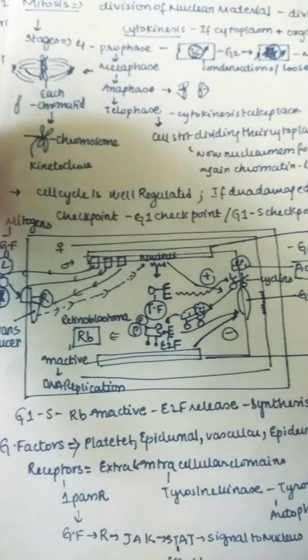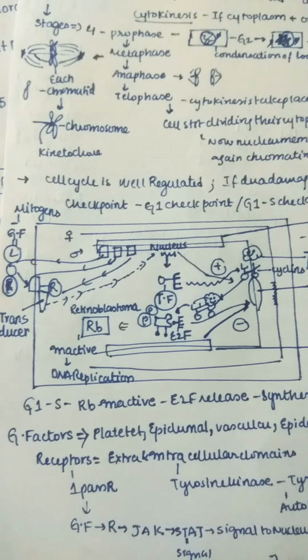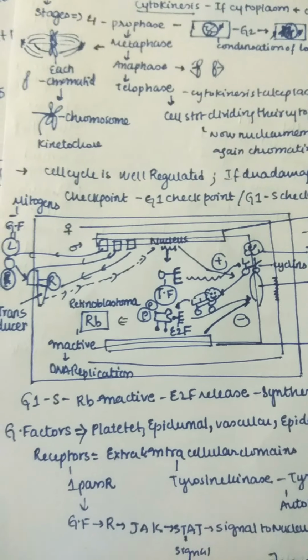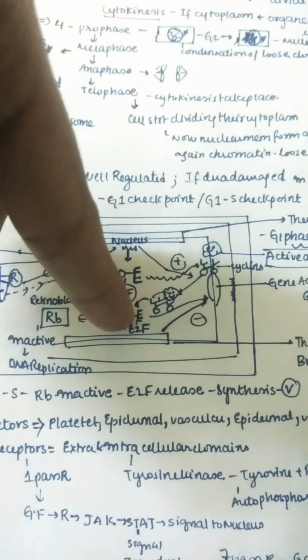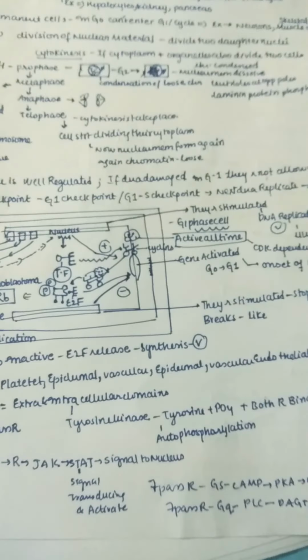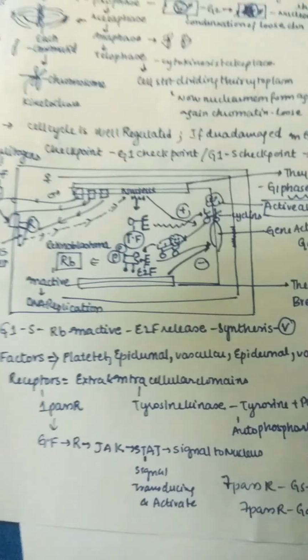So usually retinoblastoma is inactive. Remember, when the retinoblastoma gets inactive, then only DNA replication takes place, because it is phosphorylated and becomes inactive. Then only E2F is released, and then only proliferation takes place. Why is it inactive?